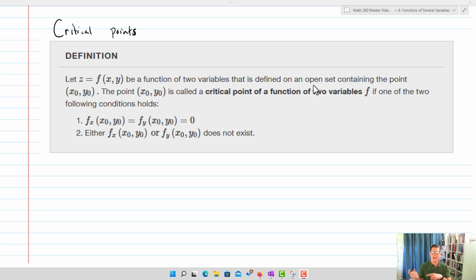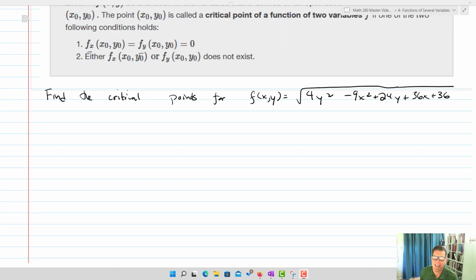Remember from Calc 1 that there were times in which we had critical points that were not in fact maximums or minimums. In addition to that, we also said that we'd have a critical point if the derivative didn't exist. It's very similar here with this definition of a critical point. Let's take a look at an example.